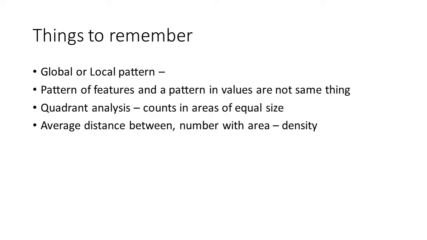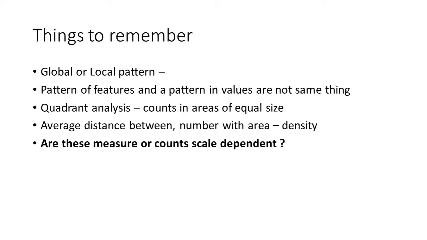Patterns of features and patterns of values are not the same thing. You have to think about what you're seeing and make sure that when you're looking at raw data and you see patterns in values, is it truly a pattern, or is it a pattern because of the location of the features? You can use things like quadrant analysis, which looks at counts in areas of equal size to see if the distribution follows that. You can average distance between the number within an area. Any number of ways that you can calculate density are all valid things to look at when you're trying to make sense of data.